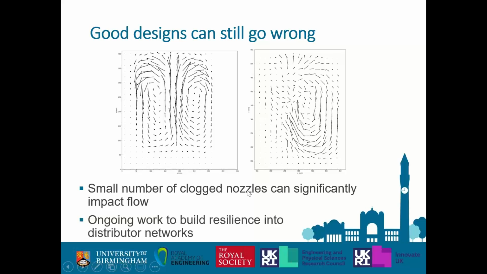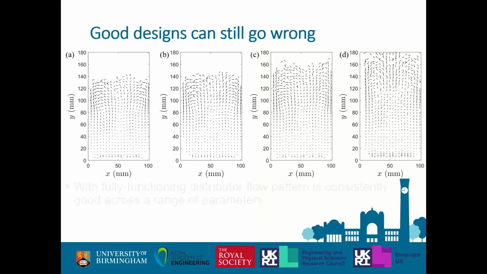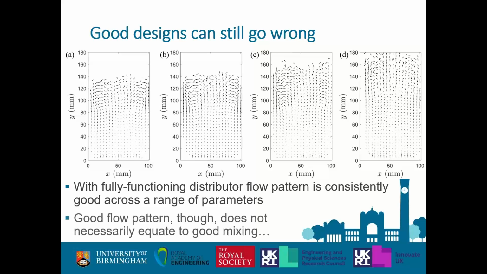So we've got ongoing work now to try and build more resilience into these distributor networks. How can we design them so that even if something goes a little bit wrong during the process, it doesn't disrupt our system entirely? And if we do get them right, our results also seem to show that no matter how hard we excite this system, we always have these nice, regular, two-rolled patterns.